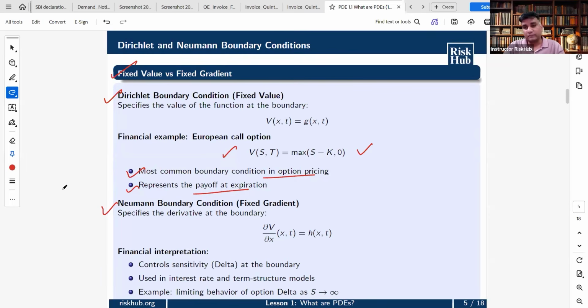So the partial derivative of V with respect to S is equal to 1. That's why we say we control the delta at the boundary. When the stock becomes very large, the call's delta approaches 1. So, Dirichlet and Neumann boundary conditions: what is fixed in Dirichlet is the value. The financial intuition is often the payoff or barrier value. In Neumann, what is fixed is the gradient or slope. The financial intuition is delta, the sensitivity, or the limiting behavior. So that's what we need to understand. In interest rate and term structure models, an example of limiting behavior is often delta resistance to infinity.